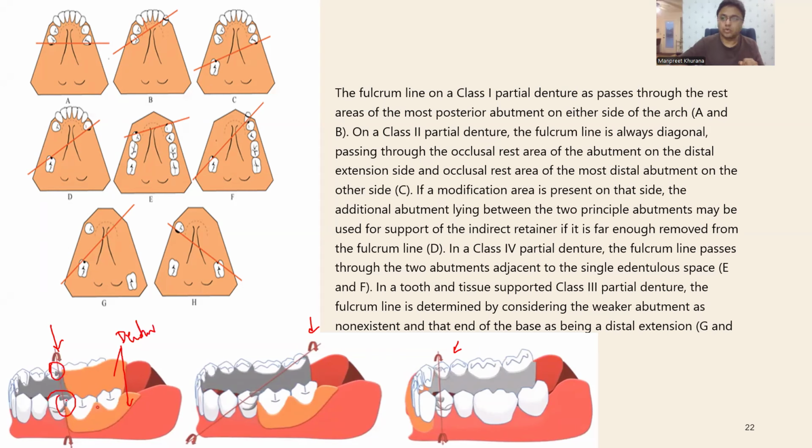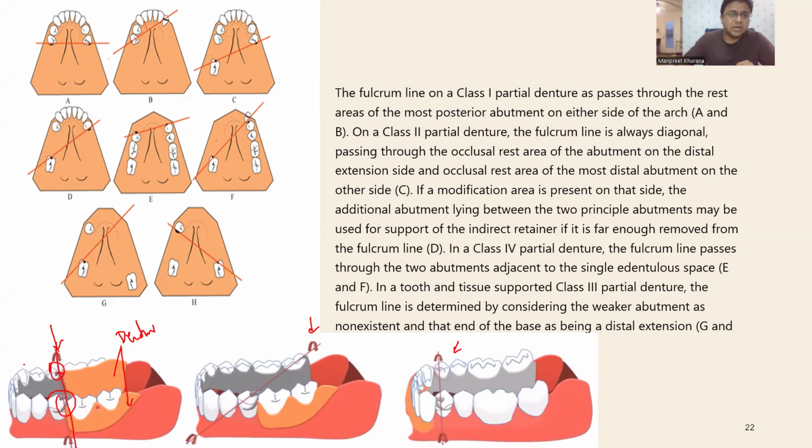If you see, there is an occlusal rest here as well as here. So there is an imaginary line on which this partial denture is kind of rotating on this axis. So these are known as the fulcrum lines. You'll be reading about these fulcrum lines in detail. There are different types of fulcrum lines, like the fulcrum line on a class 1 partial denture.